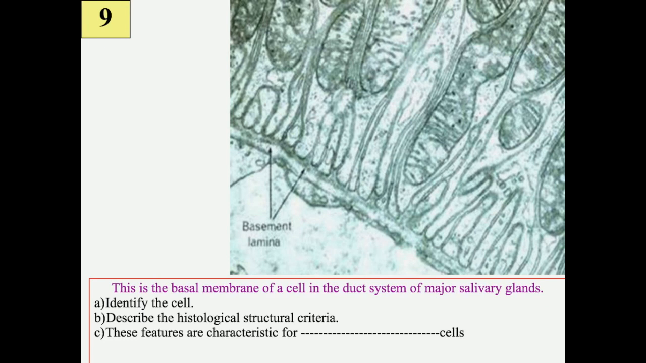So take care of the question, whether it asks about LM or EM. If it asks about EM, the answer is the basal infoldings and the elongated mitochondria in between them. And these features are characteristic for ion transport cells.